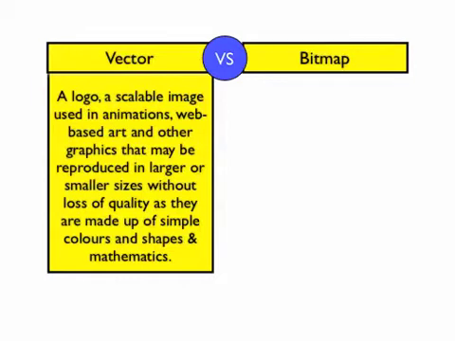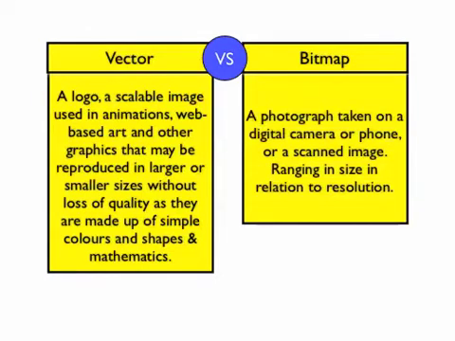Bitmaps, on the complete other hand, are usually things like, for example, a photograph taken on a digital camera or a phone, or a scanned image. They range in size, and that's always related to the resolution of the image. Obviously, they can't be rescaled easily. They can be rescaled, but not as easily as a vector graphic. When you resize them, you get that pixelation that you're all aware of.